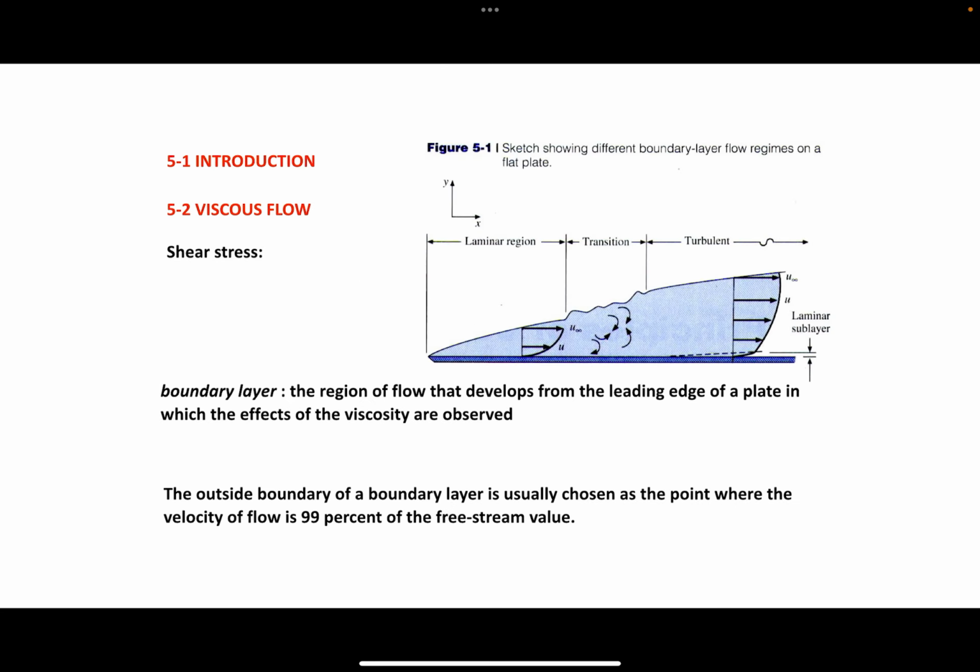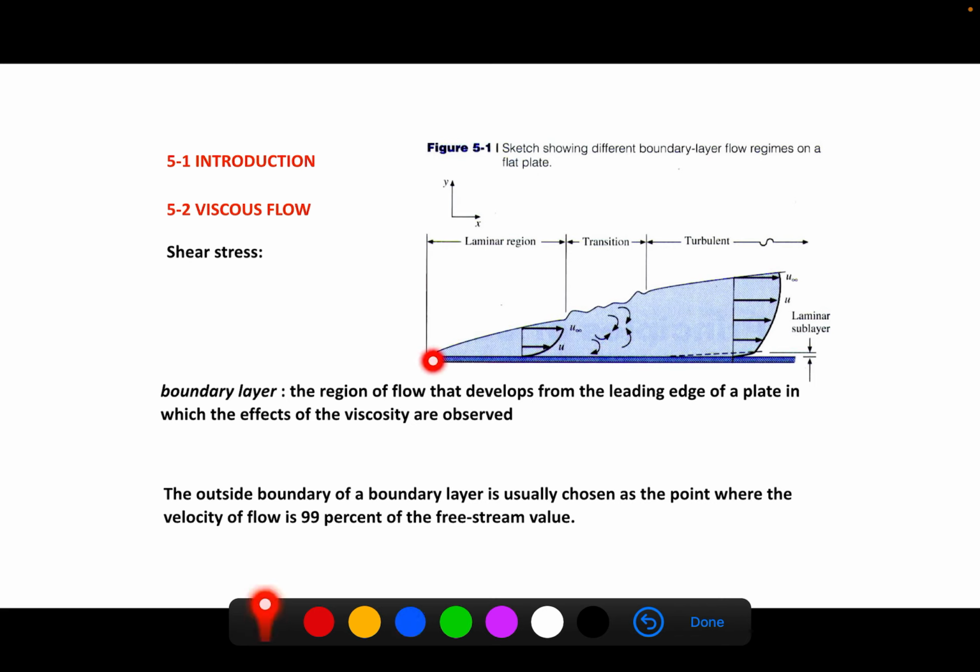So just an introduction. What is a viscous flow? That is a major part of this boundary layer formation. You can see here a flat plate, and it shows the formation of a boundary layer over the flat plate. The free stream velocity will be approaching in this direction.